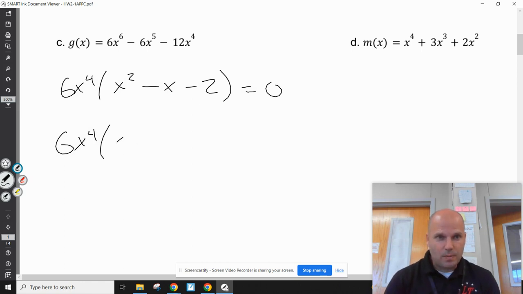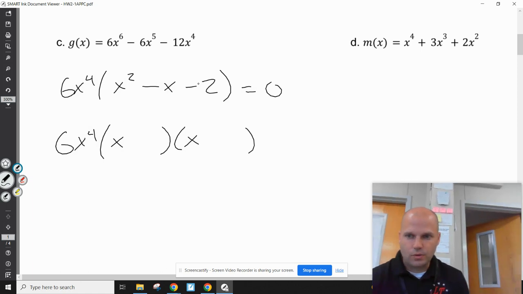Quadratic, two numbers that multiply to get negative 2.